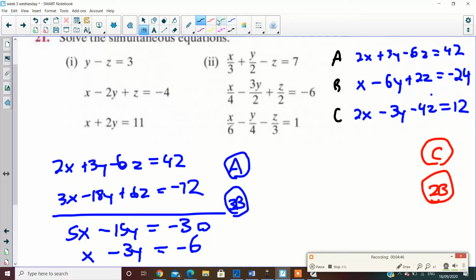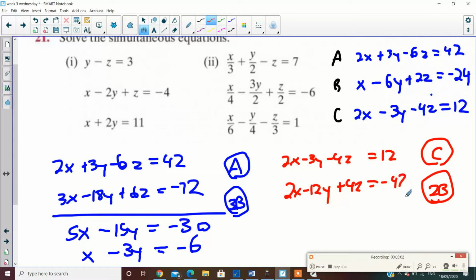So what's C? 2x minus 3y minus 4z equals 12. 2B: 2x minus 12y plus 4z equals minus 48. Now what? 4x minus 15y equals minus 36. We have two simultaneous equations now, don't we?